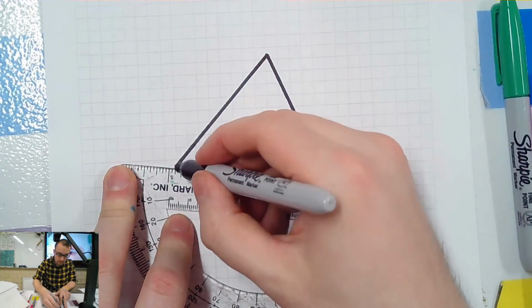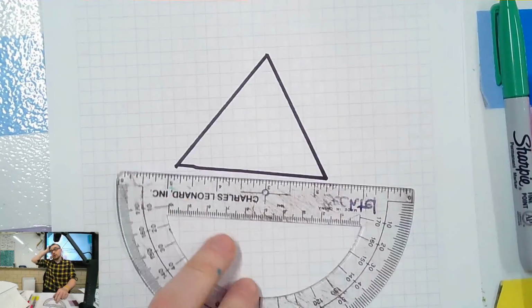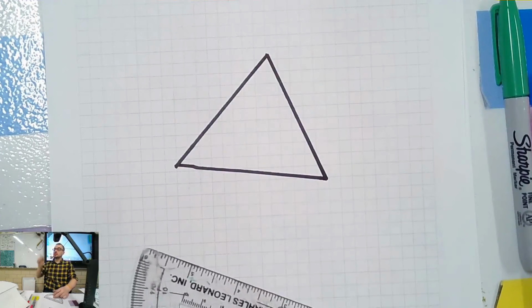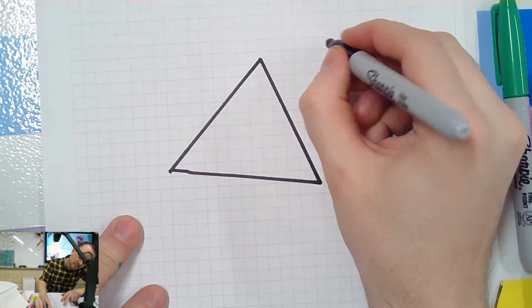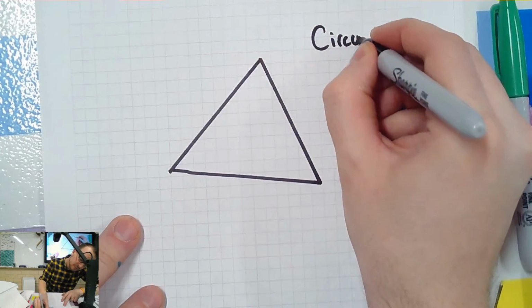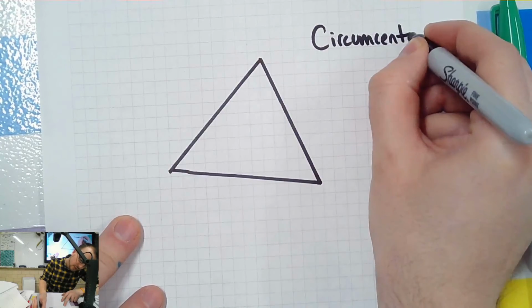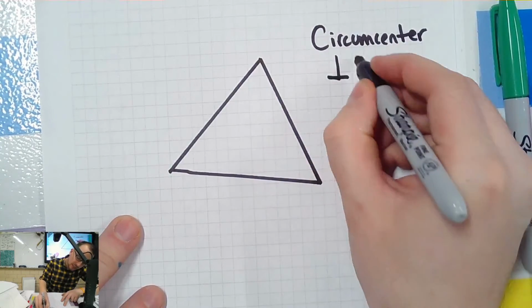Can this be any triangle? Oh, it's true. I'd prefer acute because for the perpendicular bisector, the center can actually end up outside. What one are we doing? We're doing the circumcenter. And the way we find that is we do perpendicular bisectors, right?